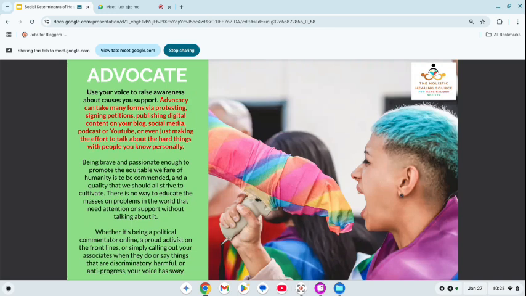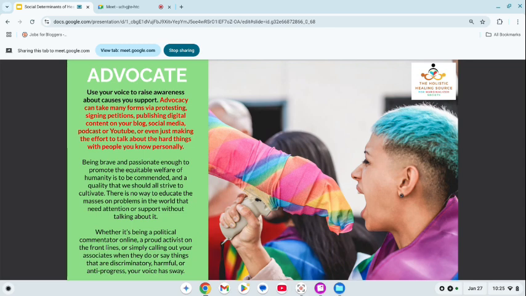Advocate. Use your voice to raise awareness about causes you support. Advocacy can take many forms via protesting, signing petitions, publishing digital content on your blog, social media, podcast, or YouTube, or even just making the effort to talk about the hard things with people you know personally. Being brave and passionate enough to promote the equitable welfare of humanity is to be commended, and a quality that we should all strive to cultivate.